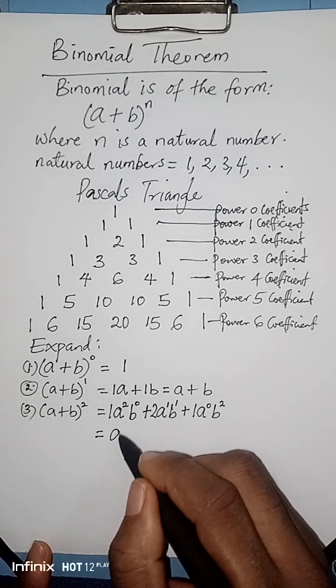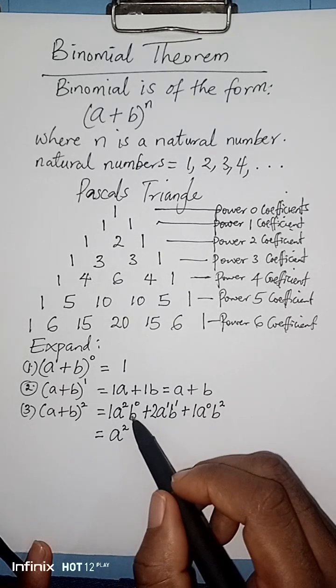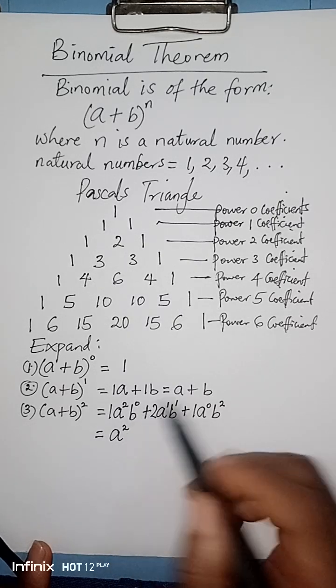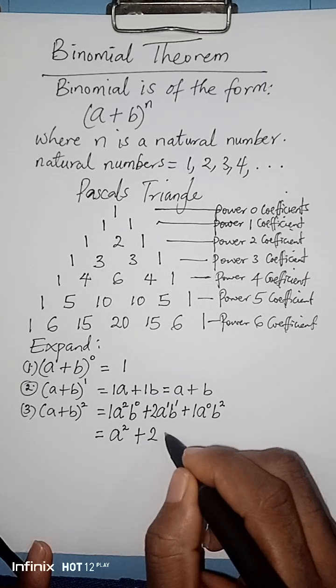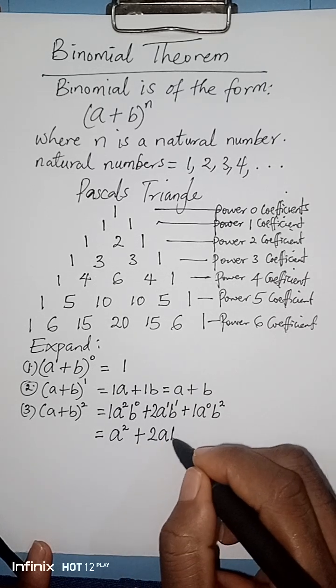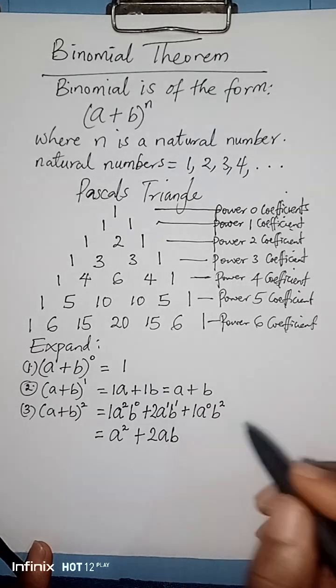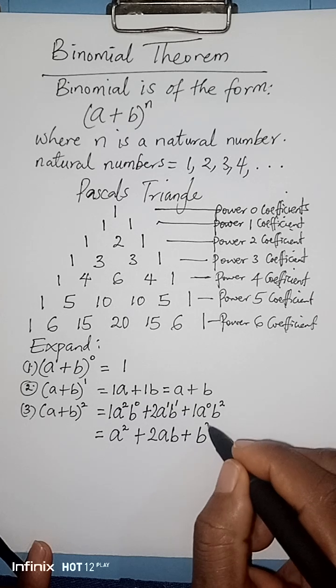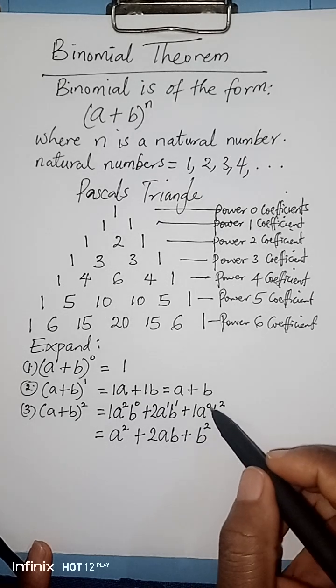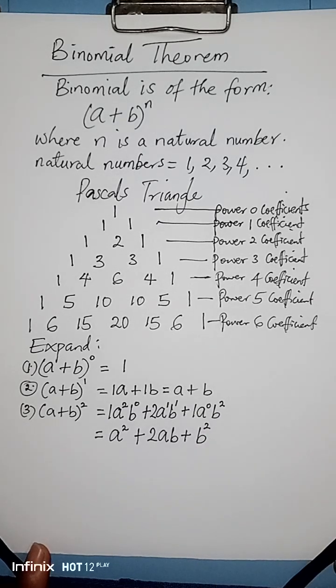Here is going to be a raised to power 2. Now remember, this is b raised to power 0, and b raised to power 0 is 1, so there's no point writing it. Plus 2ab, there's no need to put a 1, and this is b squared. So here, this is a raised to power 0 is 1, so there's no point writing it.